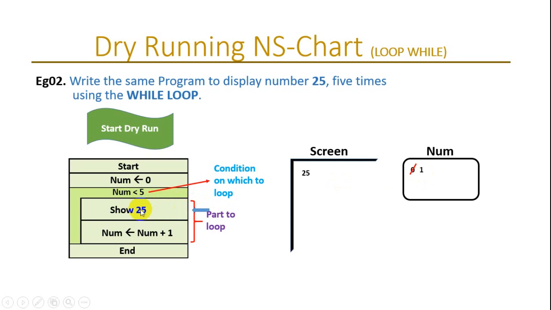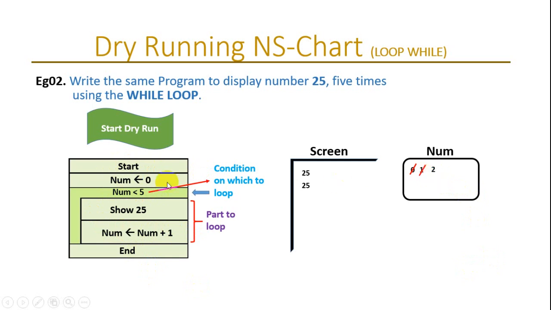This time show 25 shows 25 again. Then you go to the next line, increment num by 1. See, num is already 1. 1 plus 1 is 2. 2 you write back into num. So this goes off and now num is 2. Since we are in the last line, we come back again to the condition, and then you check, is it less than 5? Yes.